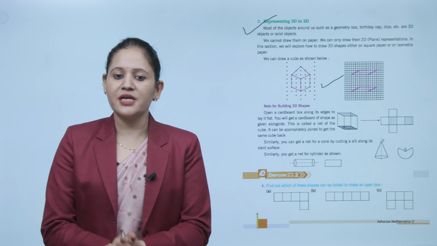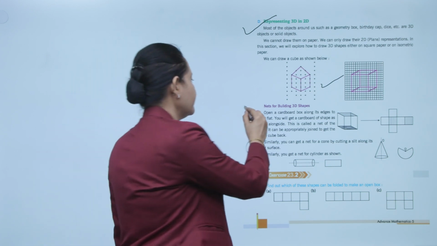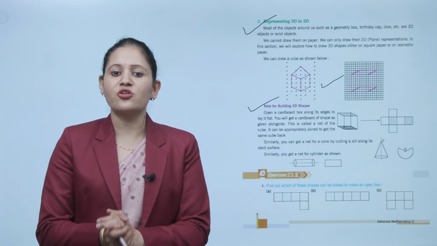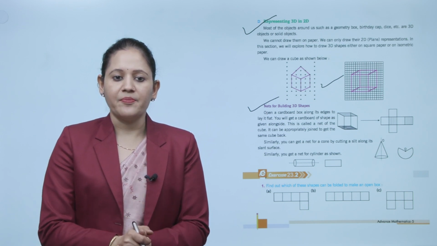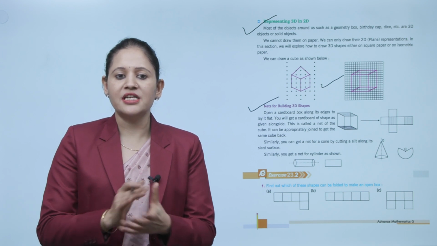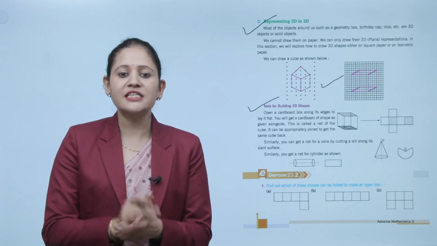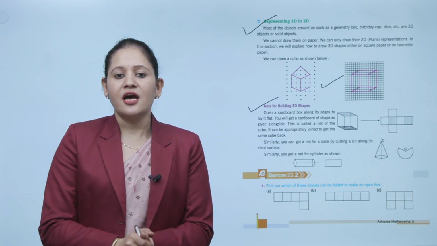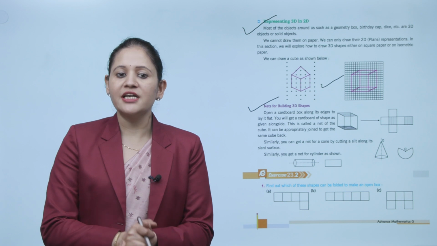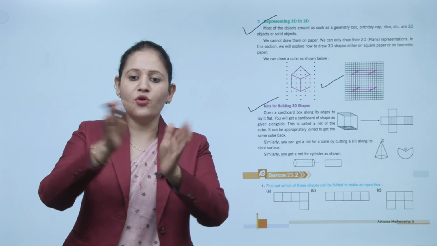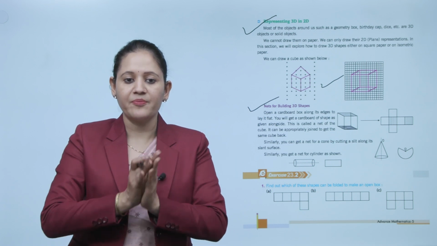Next is nets of building 3D shapes. Open a cardboard box along the edge to lay it flat. You will get a cardboard of the shape given alongside. This is called the net of the cube. It can be appropriately joined to get the same cube back. Means if we fold it again along those lines, we will get the box again.